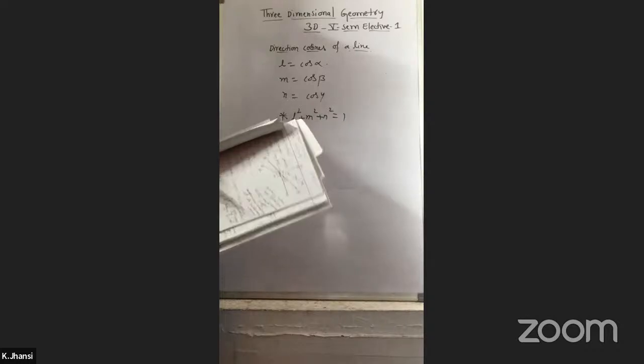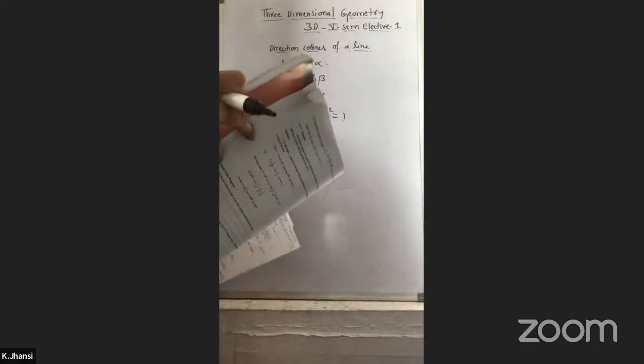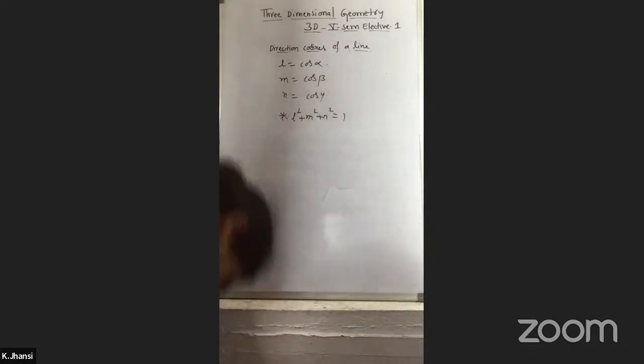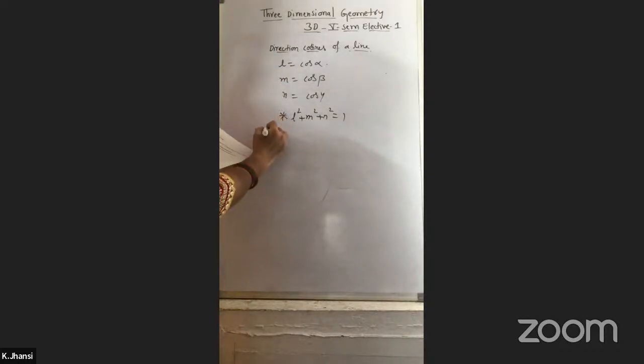Next we have the concept of direction ratios. These direction ratios and direction cosines have a relation together, and that relation is very important for solving problems. For the equation of the plane, the equation of the line, and the shortest distance, we will use the concept of these two. So that relation is: three numbers which are proportional to the direction cosines of a line are called the direction ratios of the line. This is the relation between direction cosines and direction ratios.